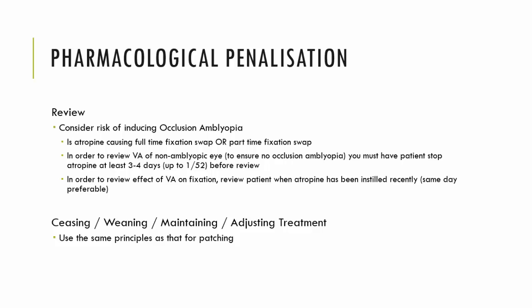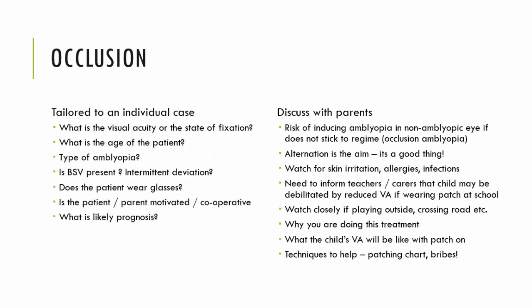Now, in terms of ceasing, weaning, maintaining and adjusting treatment when you're using pharmacological penalisation, you'll use the same principles that we just discussed in relation to patching. In terms of maintenance occlusion, you could utilise atropine for maintenance, but you need to consider how long the patient will be on atropine for. You don't want to be maintaining visual acuity using atropine for years at a time, as an example. So overall, in terms of prescribing amblyopia treatment, you need to tailor it to the individual, and then use the best available evidence to guide you in terms of the hours that you may prescribe.